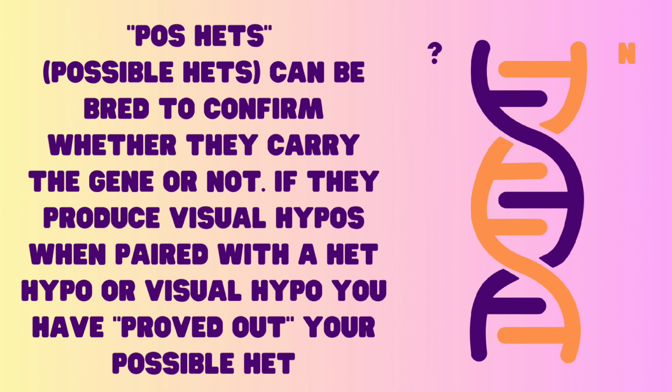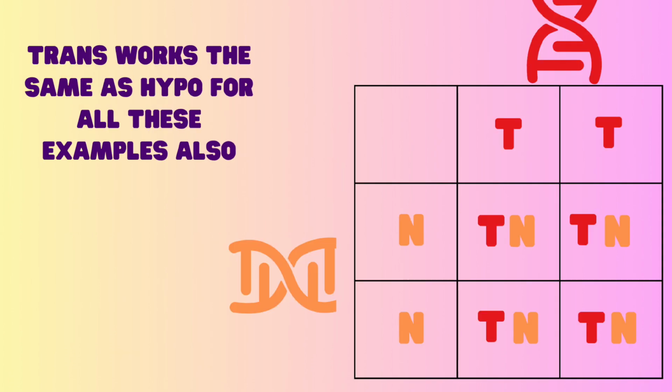So pos hets, or possible hets, can be bred to confirm whether or not they carry the gene. If you do a breeding with a possible het and they produce visual hypos, then you know that you have proved out your possible het. You have proved that it did carry the gene, and it's no longer a 66% possible, it's a 100% het. So trans works the same as hypo for all these examples as well.